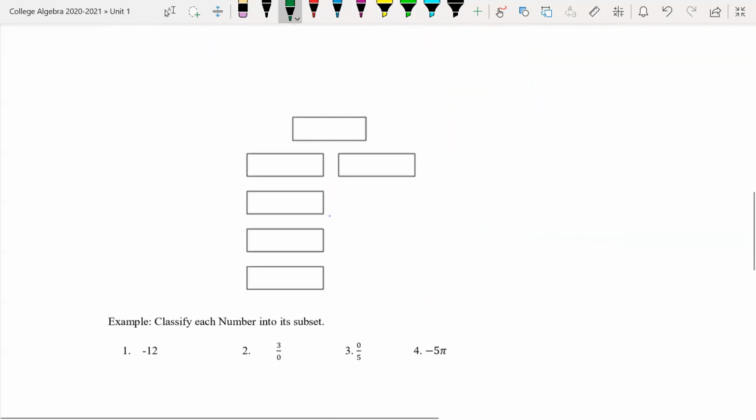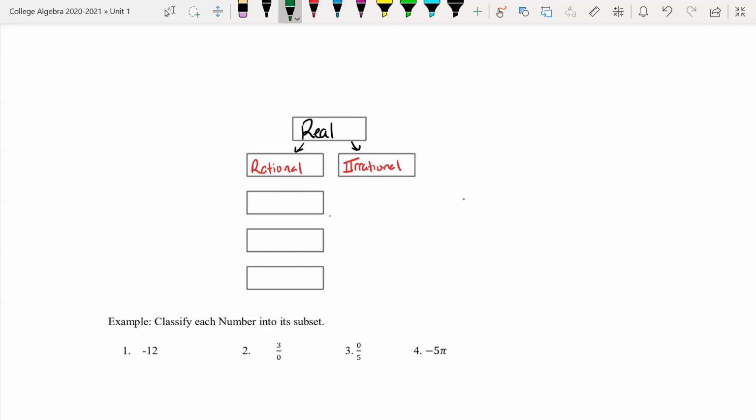All right, and I think the easiest way to think about this is you start at the top and you work your way down. So whenever we get a number, we ask ourselves, is it a real number? That's our first question. Well, for the most part, every number we work with in the first unit is going to be a real number, unless it's undefined. So then you work your way down. So now the next question is, after it's real, I have to ask myself, is it rational or is it irrational?